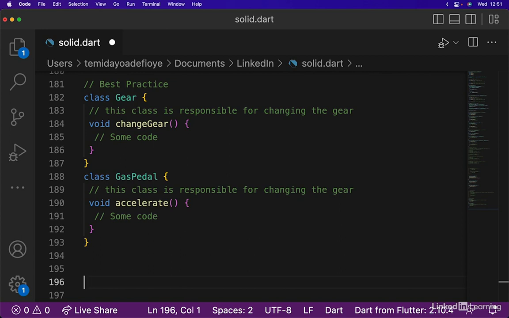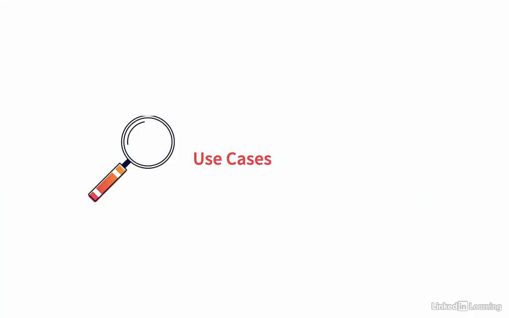If any changes are made to a function in the future, the gear class would need to be changed, posing a significant risk to the entire system. As a result, it is crucial to understand and apply this principle correctly. Let's look at 3 use cases of single responsibility.